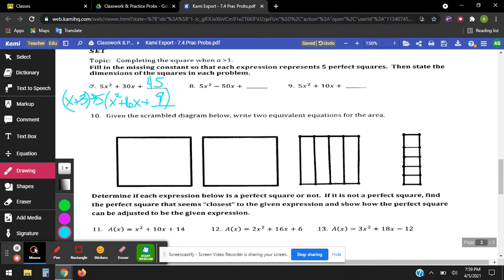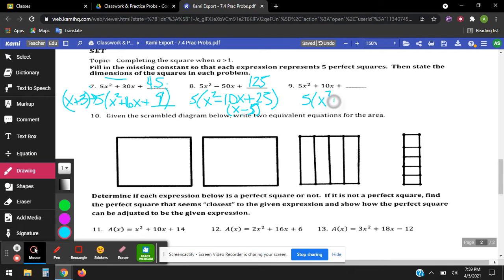All right, so let's do this one. Take out the 5. I end up with x squared minus, divided by 5, is 10x. So half of -10 is -5. Squared is 25. So 5 times that is 125. And so my side lengths then would be half of what that b is, which would be x minus 5. That would be my square lengths, the dimensions of my square. x minus 5 times x minus 5.